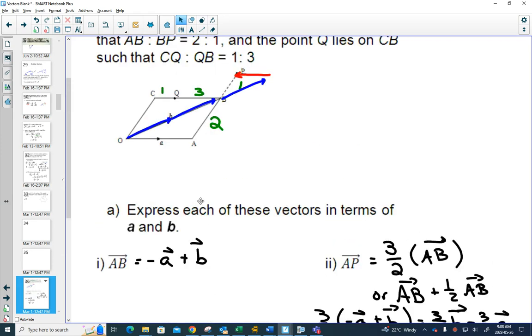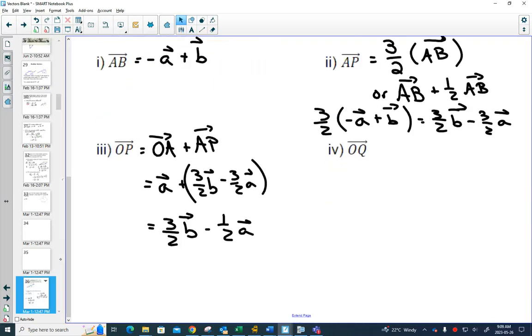And now we want to get from O to Q. So I could get to Q by going from O to C, and then going from C to Q. So O to Q definitely would be O to C plus C to Q.